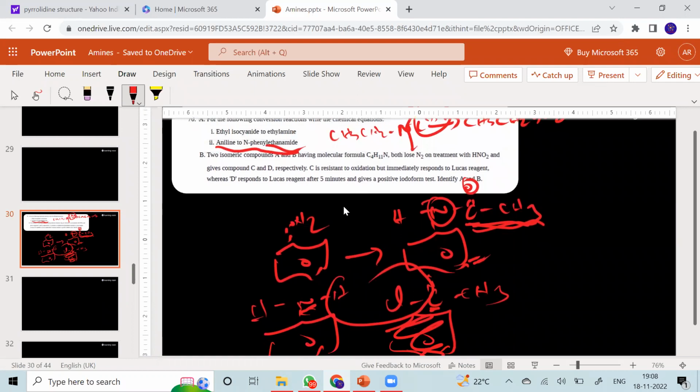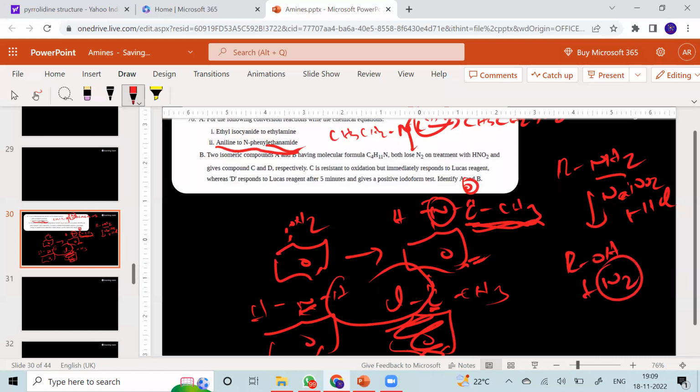Next, B option. 2 isomeric compounds A and B having molecular formula C4H11N, and both lose N2 with HNO2. That means both are primary amines. If you have RNH2 and that reacts with NaNO2 HCl, obviously, I told you that they will not form the diazonium salts because they're very unstable. Eventually, they will form alcohols with N2 gas getting liberated. And this will happen only if I have primary amines. So both the isomers are having primary amines in them. That's what I understand first.